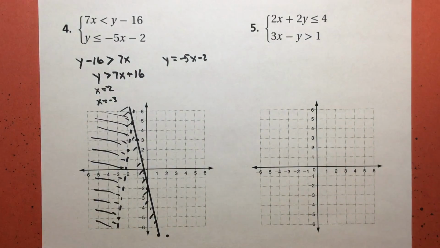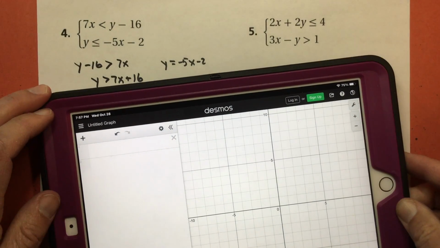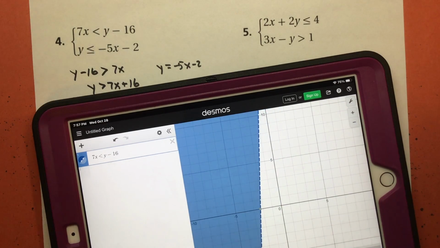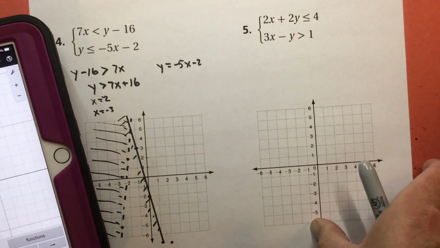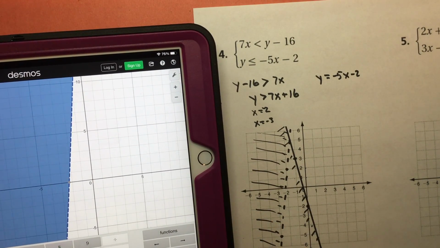Okay? And I think that's a good one for me to switch back and show you Desmos. I wasn't going to do this with all of them, but I think that's a good one for me to do. Sorry, I bumped my paper. Okay? So I'm going to put it in exactly as you see it. 7x is less than y subtract 16. Okay, so compare this. I'll move my paper. Compare that with that one right there at the dash. Looks like the same thing.